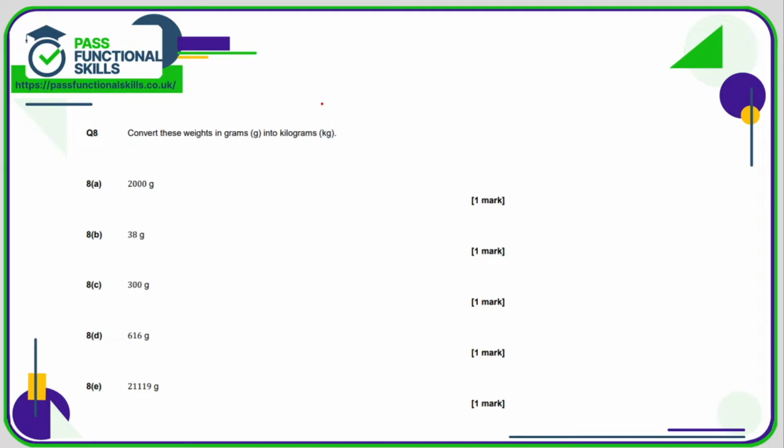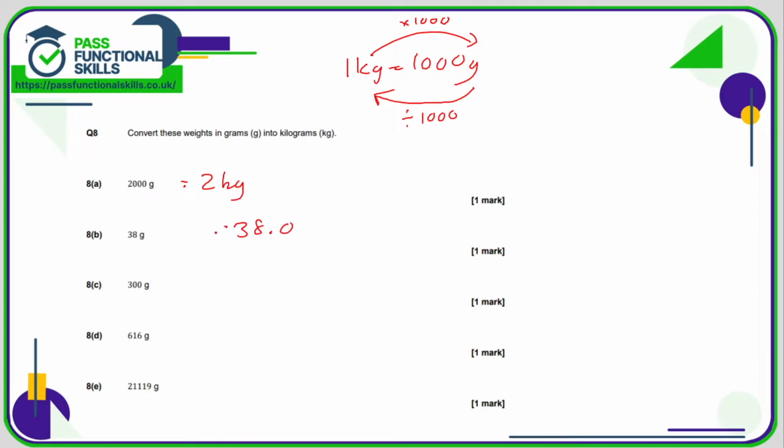Question number 8, we're converting grams into kilograms. So 1 kilogram equals 1,000 grams. So kilos to grams we are multiplying by 1,000. Grams into kilos we are dividing by 1,000. We're not allowed to use a calculator for this question. So the first one's straightforward enough, because when you're dividing by 1,000 you could just chop off 3 zeros, so that is 2 kilos.